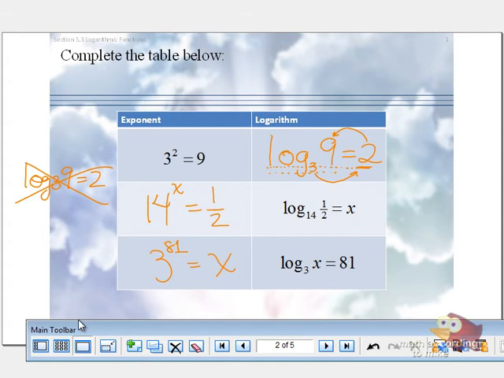Notice in the last one, if the directions were solved for the variable, you would do the exact same thing by rewriting it as an exponent. So you go back and forth. We're going to learn when you go back and forth in a couple sections. And by doing so, by writing it as an exponent, we have an x all by itself on one side and a number on the other. So whatever 3 to the 81st is, that's the answer.